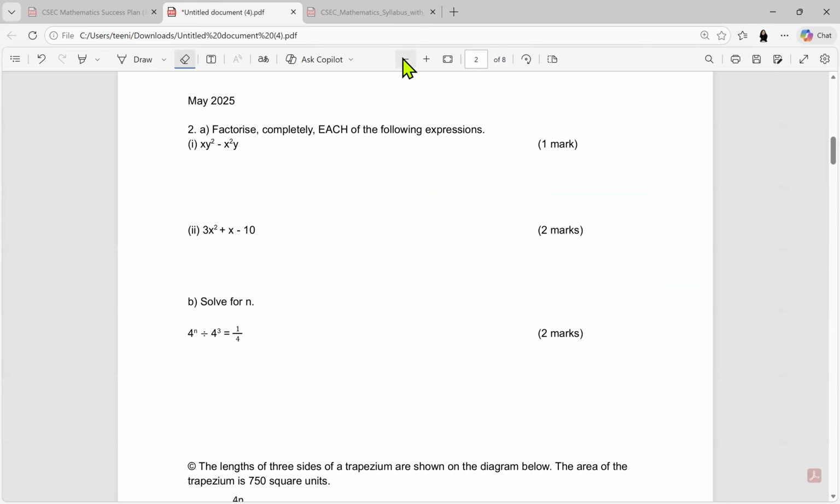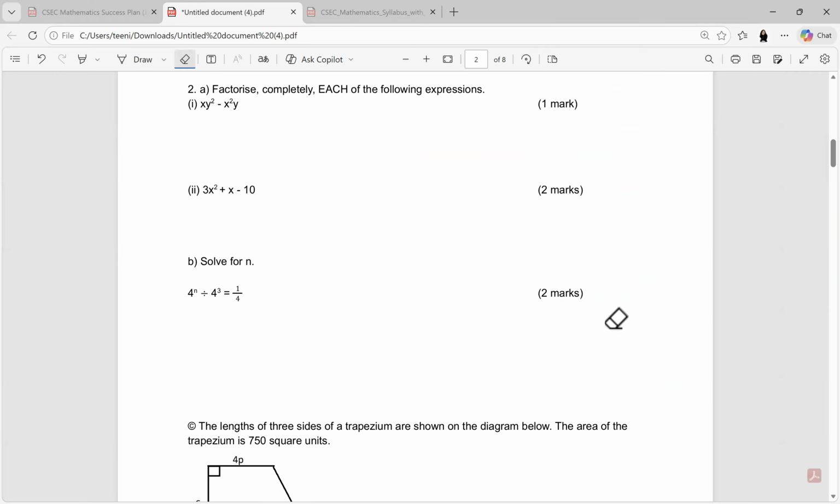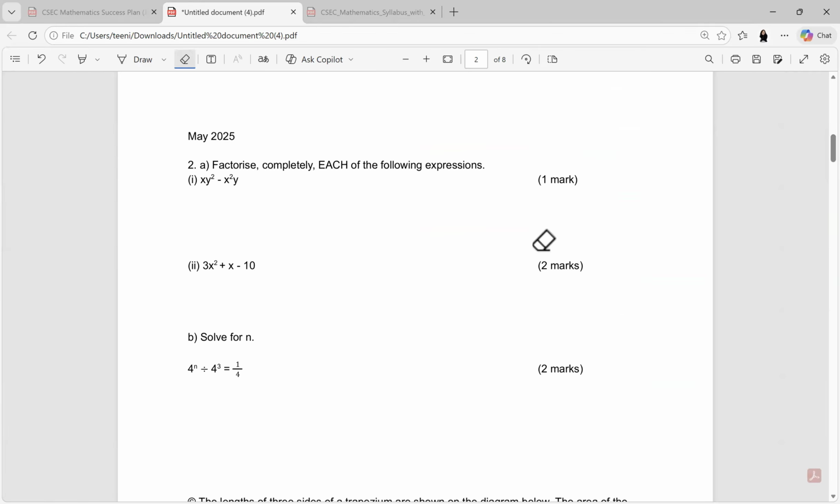This is May 2025. This is the question from there. Y'all give it a little shot. See if you remember how to do it. Try something, and I'll be right back.